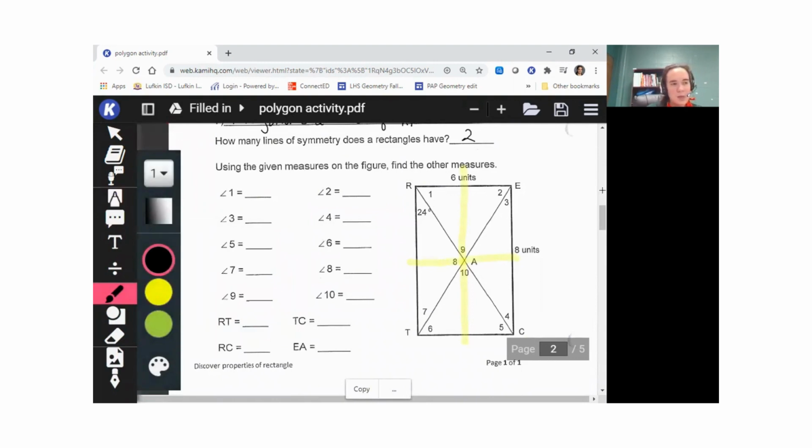So remember, in a rectangle, the entire corner equals 90 degrees. So we can find angle 1 by subtracting 24 from 90 degrees. And we get 66 degrees for angle 1. Now we need to use our lines of symmetry. So if we fold vertically, angle 1 matches up with angle 2, so angle 2 is also 66 degrees. And angle 3 matches up with 24, so angle 3 is also 24 degrees.